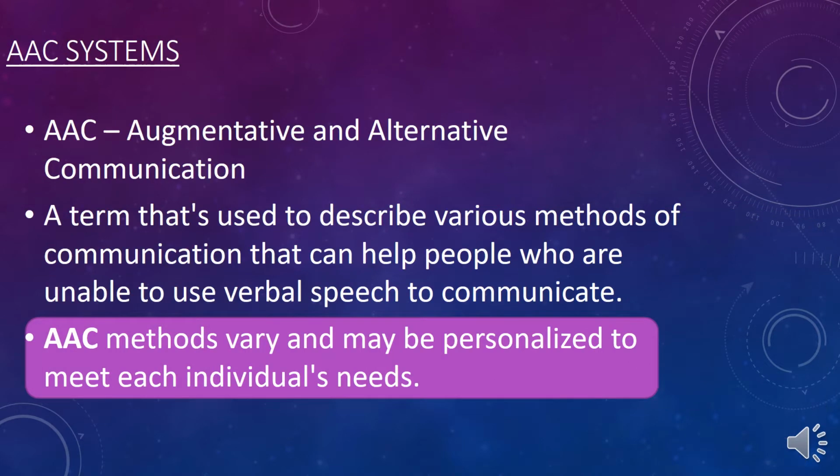When we talk about AAC systems, we're talking about augmentative and alternative communication. This is just an umbrella term that's used to describe various methods of communication that people with complex communication needs use to reach the outside world. The important thing to remember about AAC methods is that they vary and they can be individualized to meet each person's needs.